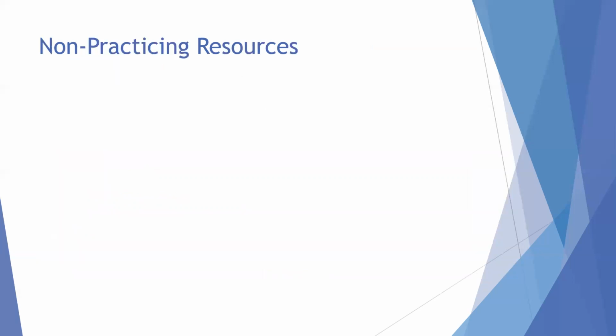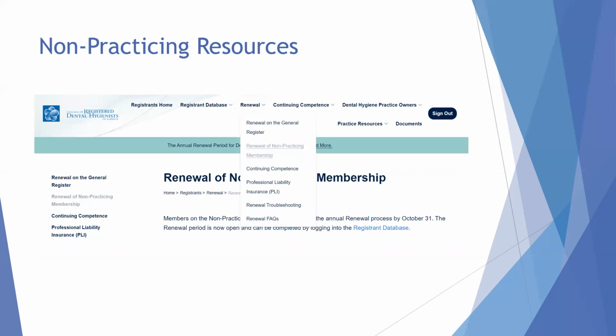The instructions in this video are for general registrants choosing to renew on the General Register. If you are a non-practicing member or you are choosing to renew as non-practicing, go to crdha.ca and log into the Registrants section of the website. Click on the Renewal tab at the top, then click on Renewal of Non-Practicing Membership.